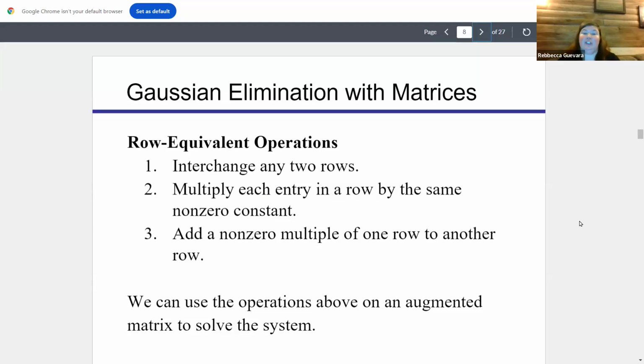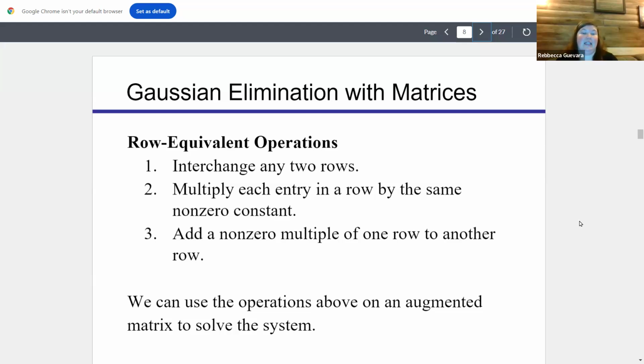We're going to exchange any 2 rows. We can flip rows and exchange them, but we can't do that with columns. We can multiply each entry in a row by the same non-zero constant. Like when you were doing the elimination method, each row is an equation, and we could take an equation and multiply it by something. We're just going to do it to the row now.